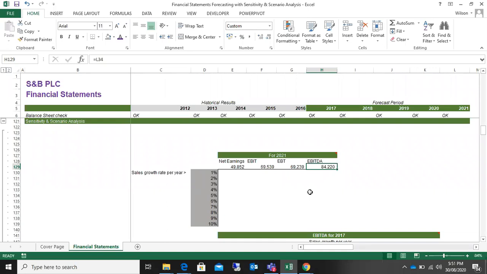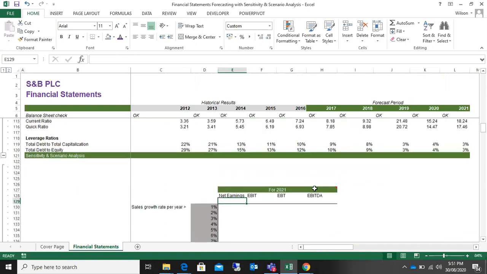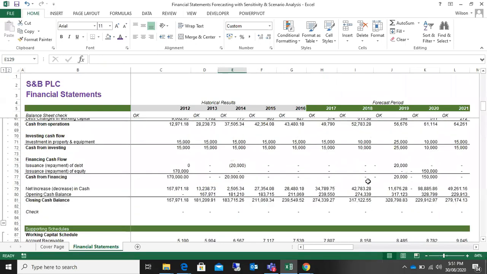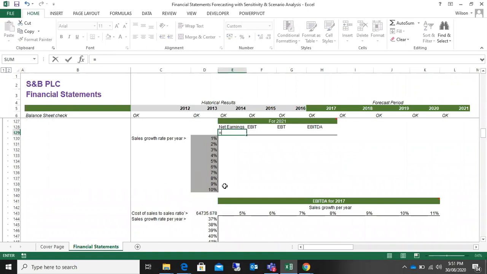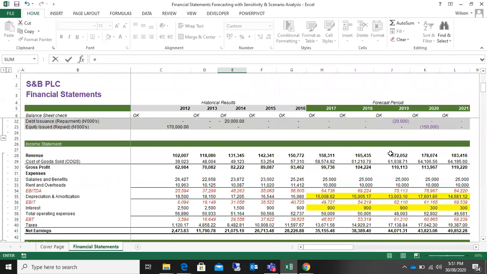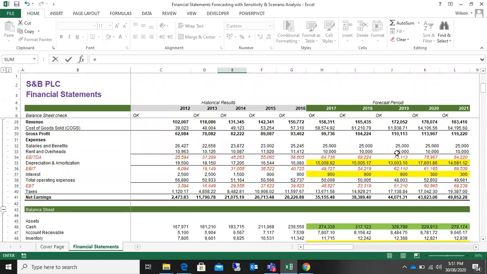All right, so what we'll simply do here is, now you come here. Let me take all this out again. So we start afresh. So what we'll see here is that you want to take 2021 as a case study. And 2021, of course, is a forecast year. So what we're going to do here is look at the impact of the growth rate on each of these variables. So the first thing you're going to pick is the net earnings.